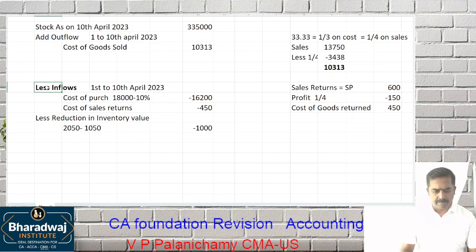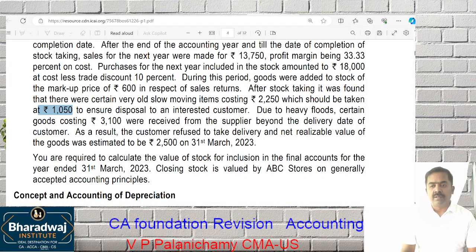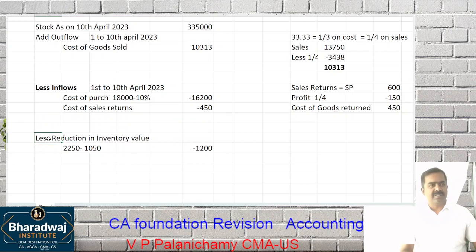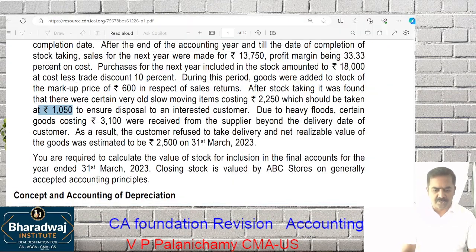Next. This is not goods coming in or moving out. The goods which are with us have lower value, so provide for that loss. This is not goods purchased or sold. Provide for that loss. Only the other items are inflow and outflow of goods.